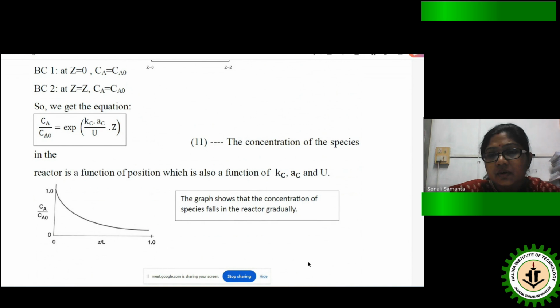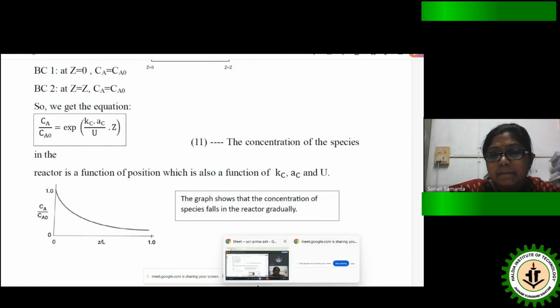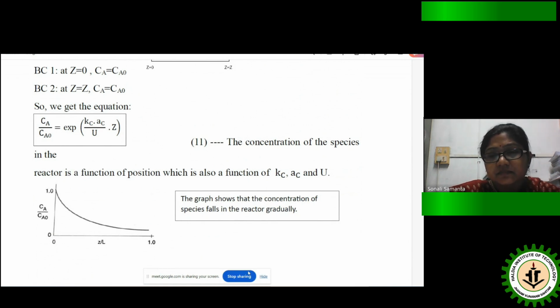In the next class, we'll again try to develop the length of the bed from this concentration profile. And today, up to this.